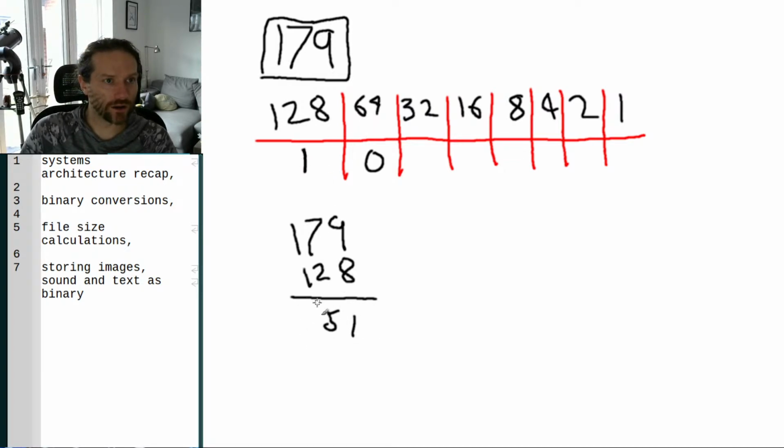We're just going to keep on with the 51, right? So 51, 32 is less than 51. So remember, if it's equal to or less than, we are going to put a 1 in there. So we put a 1 in there. And then, as before, we're just going to subtract 32.